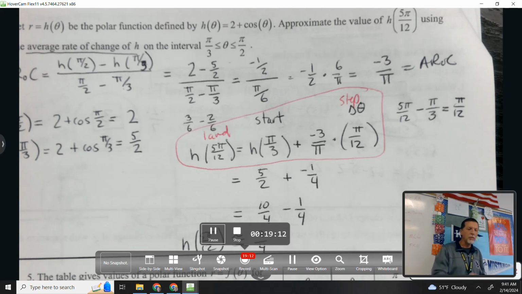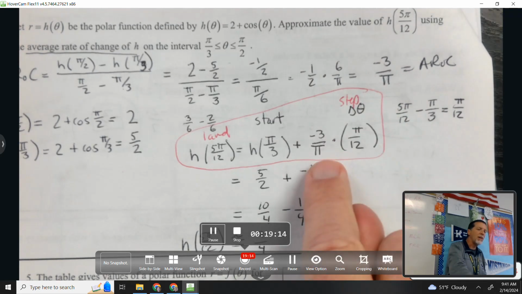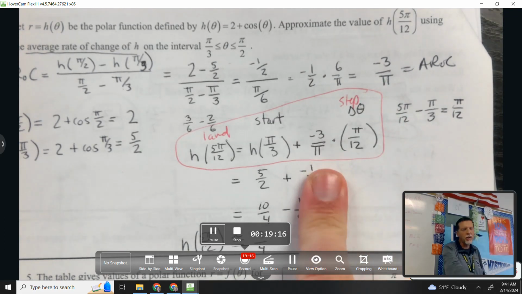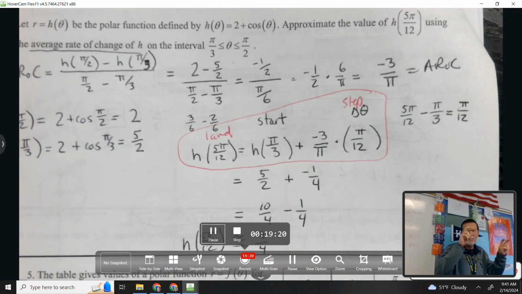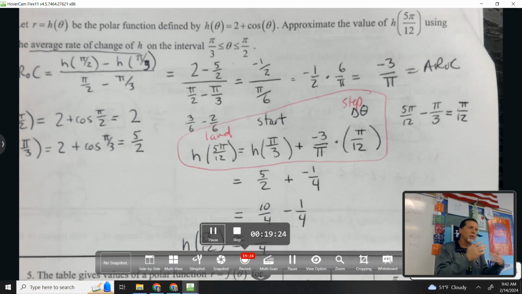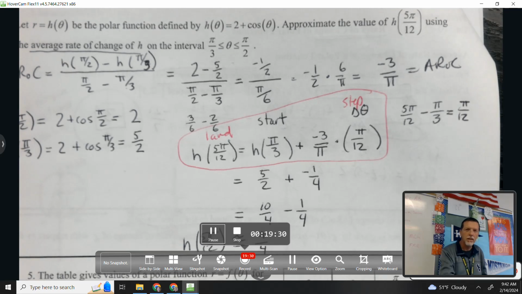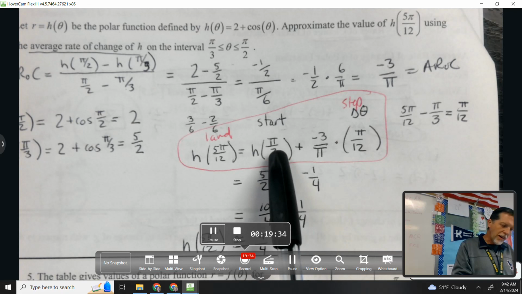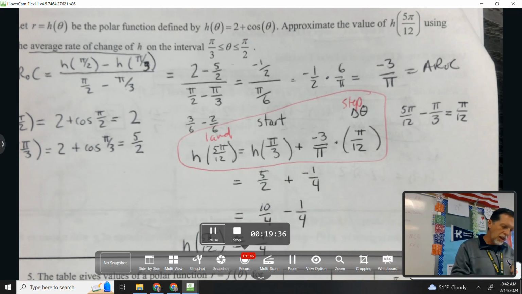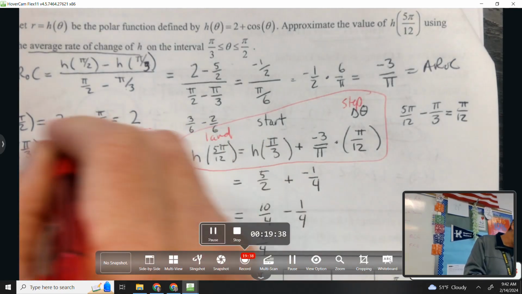And with each step, my rate of change is negative 3 pi over 12. So that's why I multiply those. That's how steep the line is, although it's not really steep because we're on a polar curve rather than a rectangular curve. Where did you get 5 pi over 3? Because my y value at pi over 3 was 5 over 2.